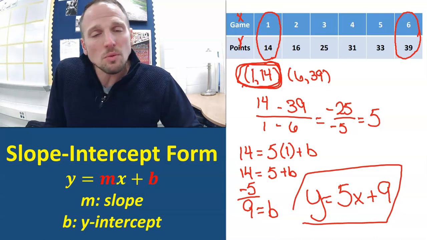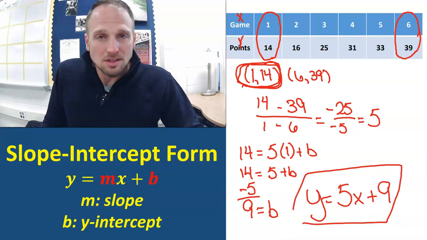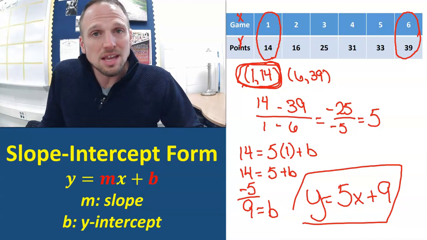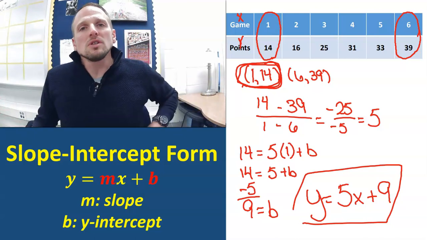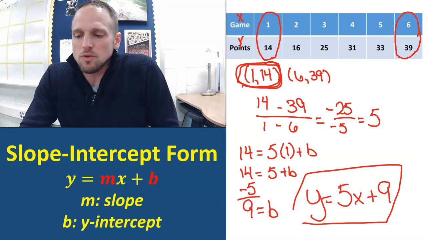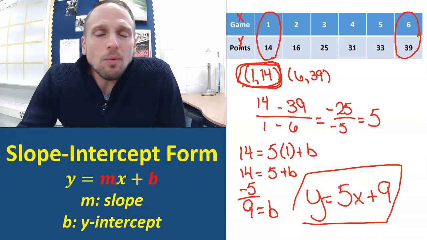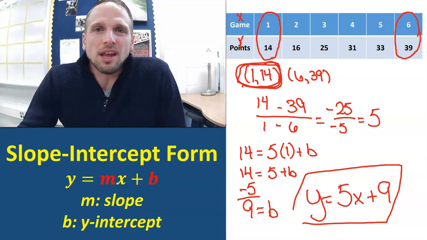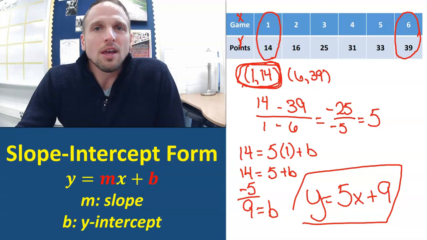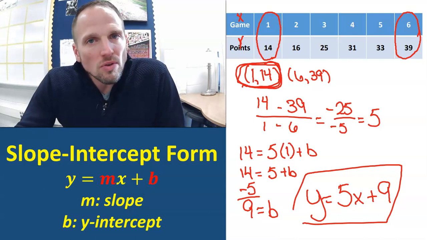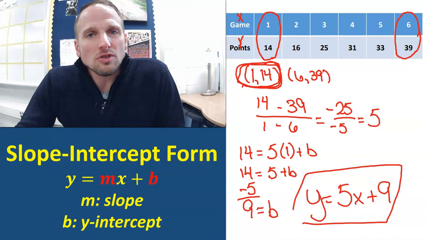And again, if you had used the point (6, 39) and substituted that in, you're going to end up with the exact same answer. Okay, now let's use this to make a prediction. So this was the team's first 6 games. I want to know, let's say they're playing in a sectional championship game, so game 12, how many points are they going to score?